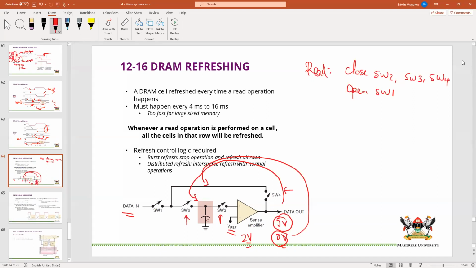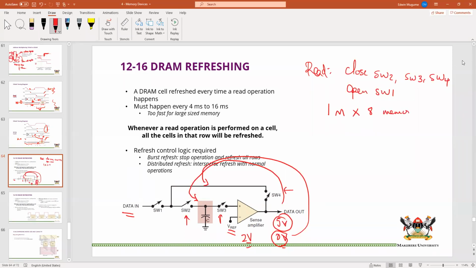That is how somebody might wonder, how does a zero remain a zero and a one remain a one? This is how you do it. It's just that you generate a fresh value, either at 5 volts or 0 volts, and that actually then goes and either charges or discharges the capacitor respectively.